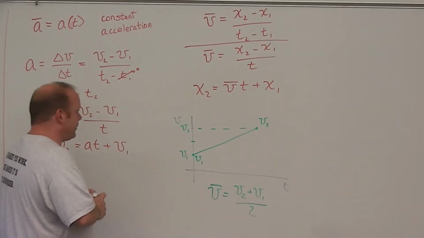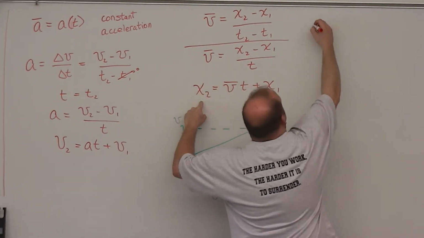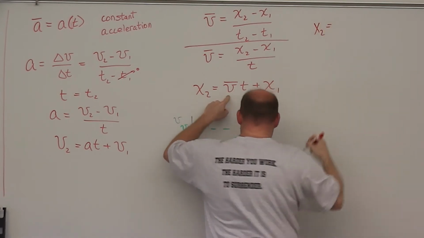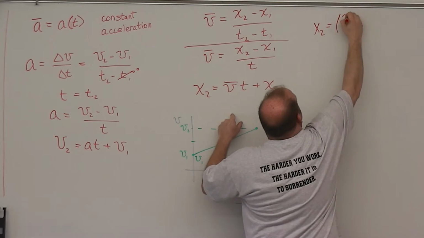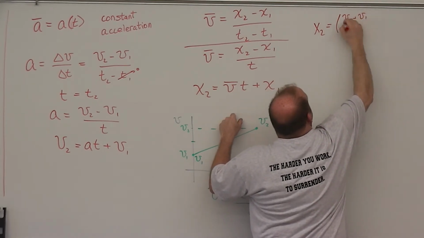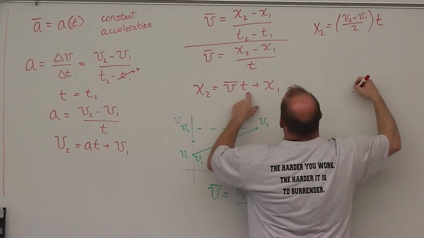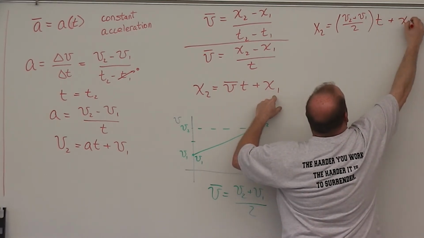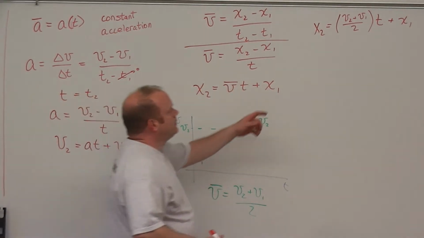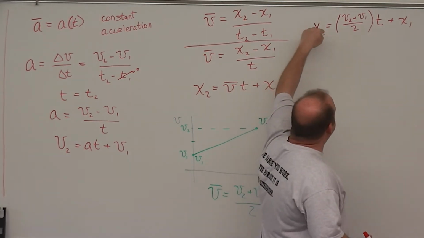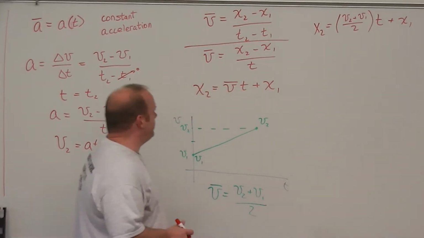So now, let me go back to the red marker because I'm doing this proof on. All right, I'm going to plug in. So now, x2 is equal to average velocity, v2 plus v1 divided by 2, times that time, plus x1. Okay, so now we're getting somewhere. Still though, it's still just position and velocity. I don't have acceleration in there yet.